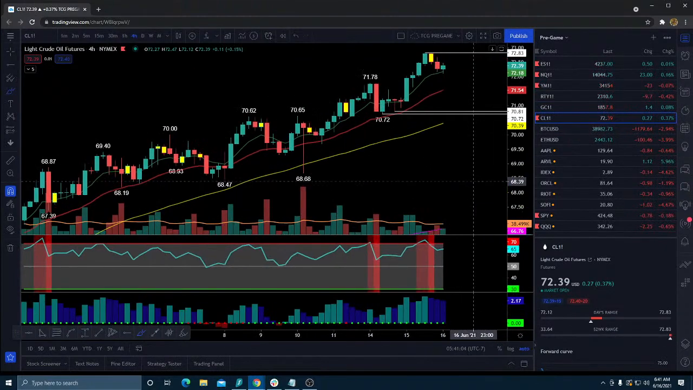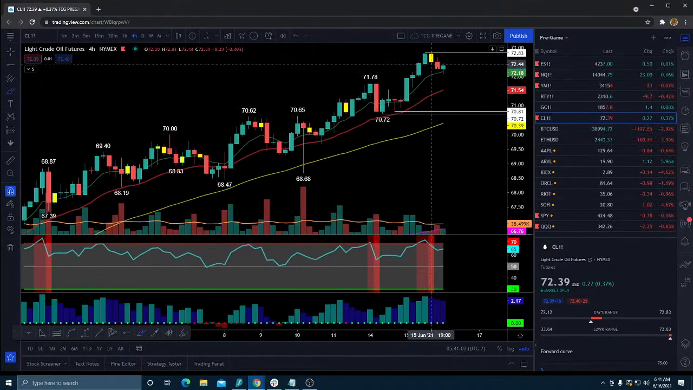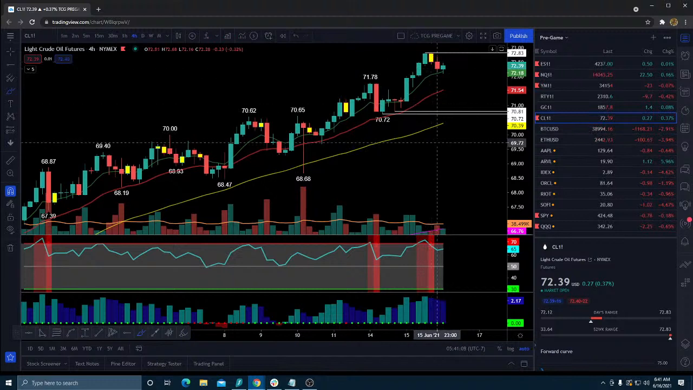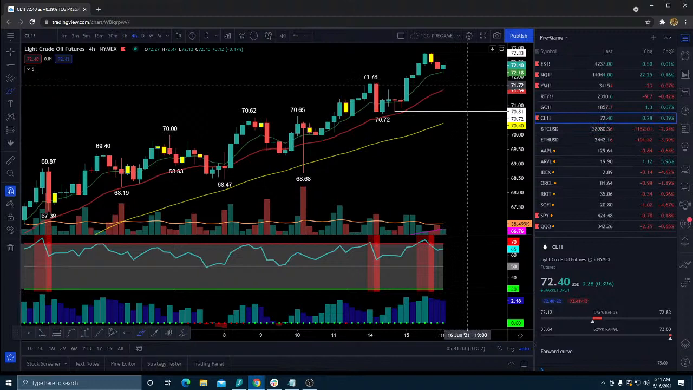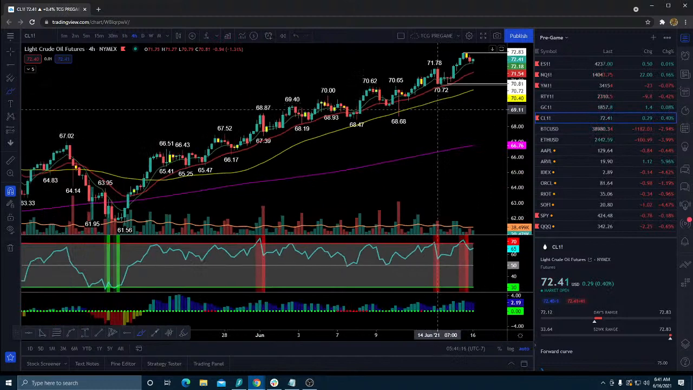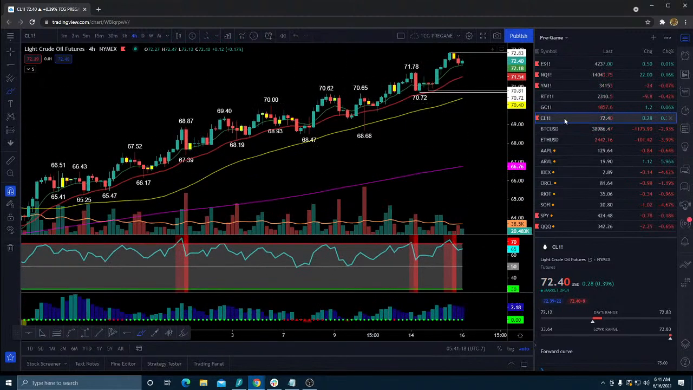Oil, super bullish. 4 hour, Wednesday. 4 hour bull flag. And we have inventory this morning at 10:30 Eastern, which could impact price. Oil just looks very, very bullish. It has just been a straight up bull monster.